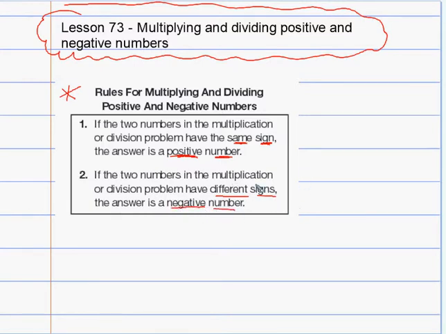Okay, so what they're telling you, same sign. So if we have a positive and a positive, or we have a negative and a negative, when you multiply or divide, you will always get a positive. Down here, if you have a negative and a positive, or a positive and a negative, you will always end up with a negative. Okay, so let's use those rules.